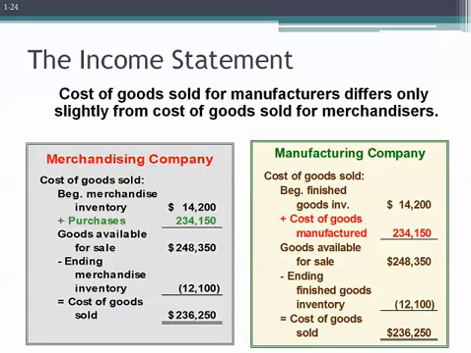So really the only difference between our merchandising company and our manufacturing company is that with the merchandising company, we purchase inventory from an external supplier, while with a manufacturing company, we manufacture the goods ourselves.